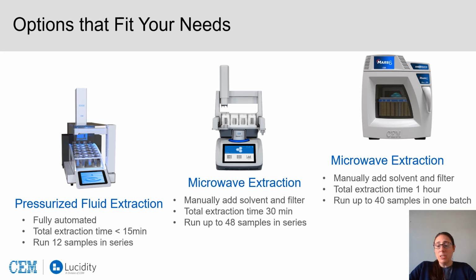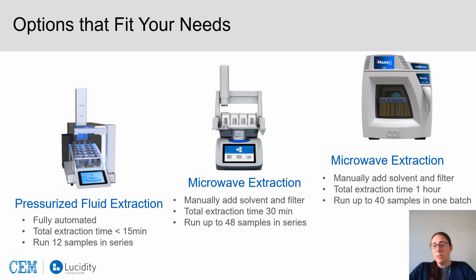Our other two options are microwave extraction. On the sequential side, we have our Discover 2.0 system, which for the microwave extraction, you are going to manually add solvent and filter, where the EDGE automates that. Total time for one sample on the Discover 2.0 is approximately 30 minutes. And the Discover 2.0 comes with an auto sampler that covers 48 samples in series.